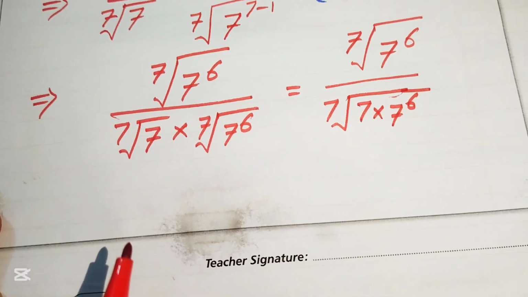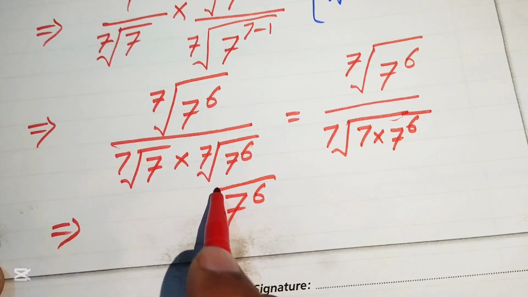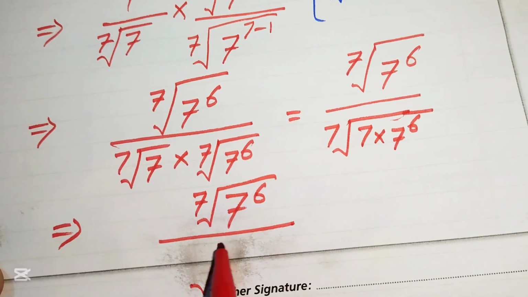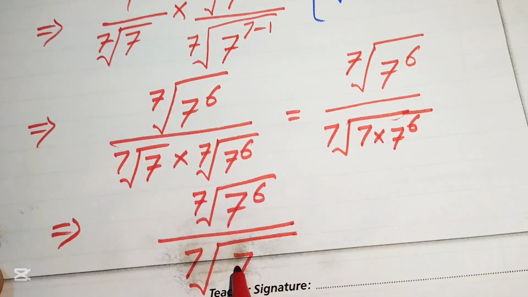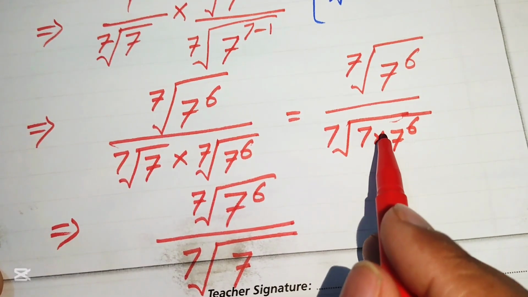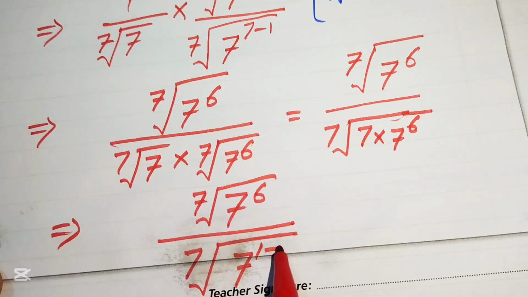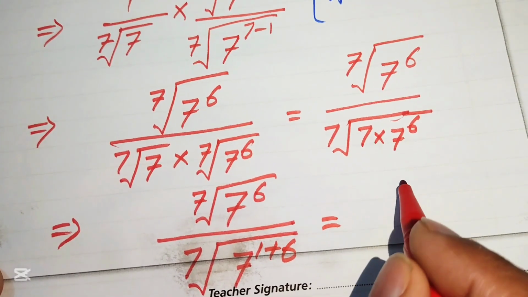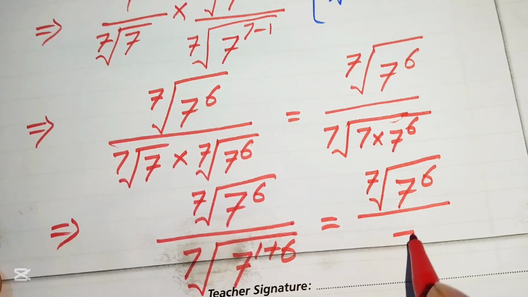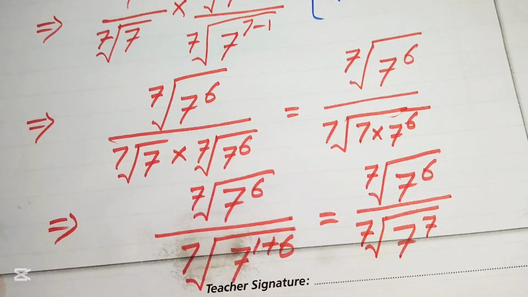Okay, so further you see here we have the seventh root of 7 to the power of 6 divided by the seventh root of 7 to the power of 1 plus 6. Here you see that the bases on these two terms are the same, so we add the exponents. The exponent of this 7 is 1, and you get 1 plus 6, which equals 7. So we have the seventh root of 7 to the power of 6 divided by the seventh root of 7 to the power of 7.